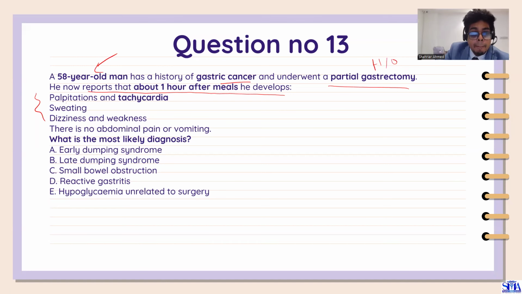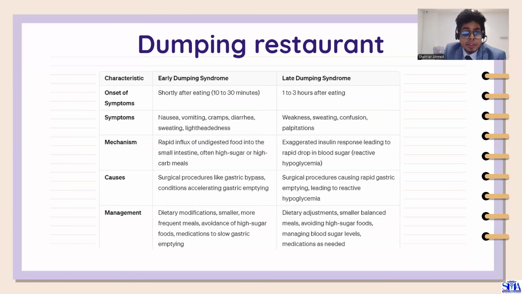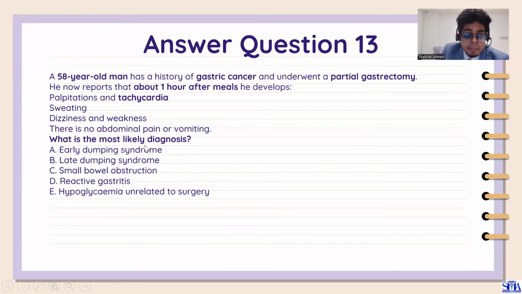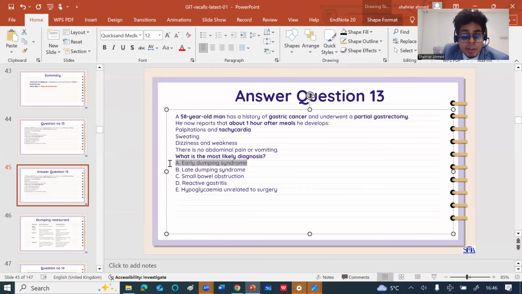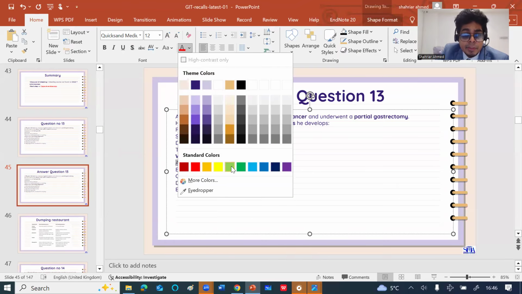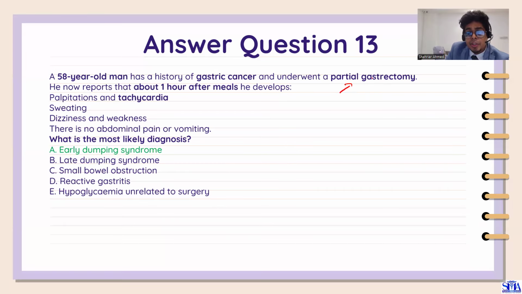So the answer is... within 1 hour after a meal, he is developing these symptoms. So the diagnosis is going more towards, because it is within 1 hour, early dumping syndrome. Often they have a history of gastrectomy. Some part of the gut is gone. So dumping syndrome is quite common.